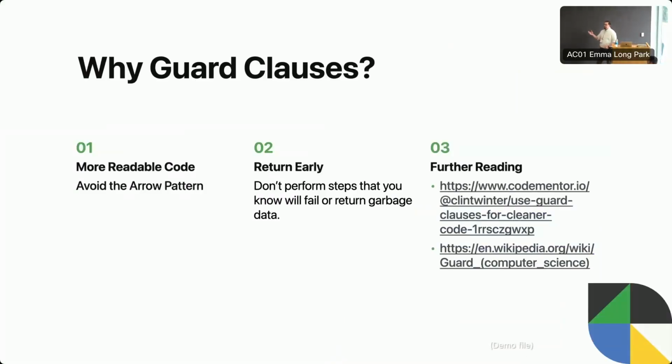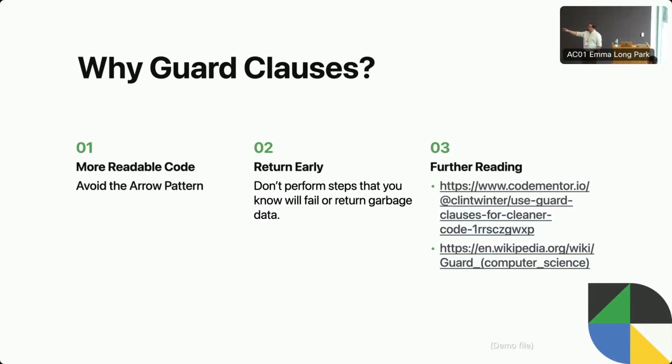So why do we use guard clauses? They make for more readable code. The arrow pattern is an anti-pattern. It's something that we should be trying to avoid if we can. It's not always completely possible. But we know that when we're looking at code with the arrow pattern, there's probably a better way to do it.